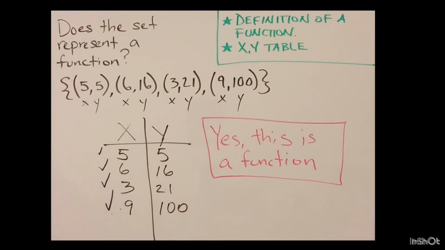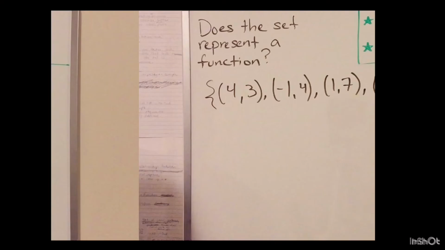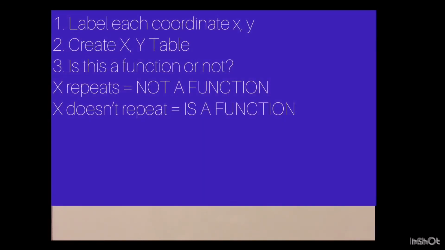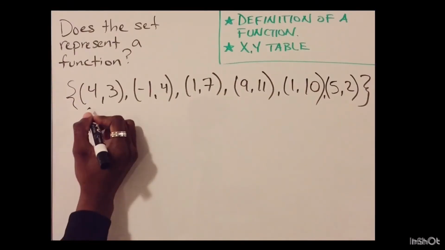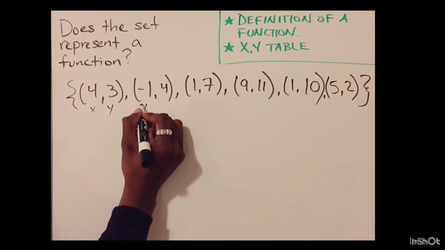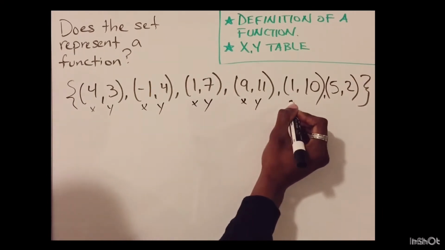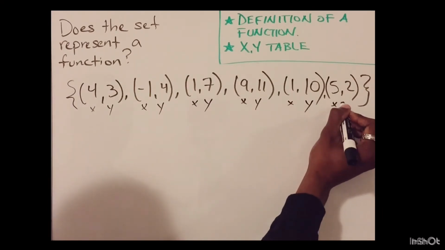Let's try another example. Okay, now this example here, we're gonna follow the same process. Our step one, we're gonna label each coordinate as an X or Y. X, Y, X, Y, X, Y, X, Y, X, Y, X, Y.